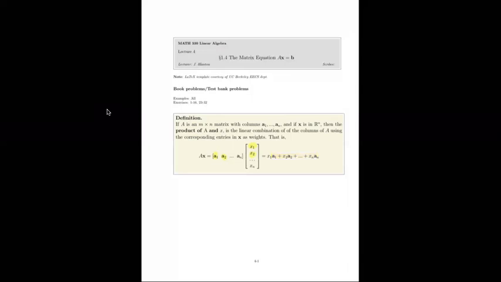So that is our connection to vector equations, right? So a matrix product between a matrix and a vector is a linear combination of the columns of that matrix using the vector as the weights.